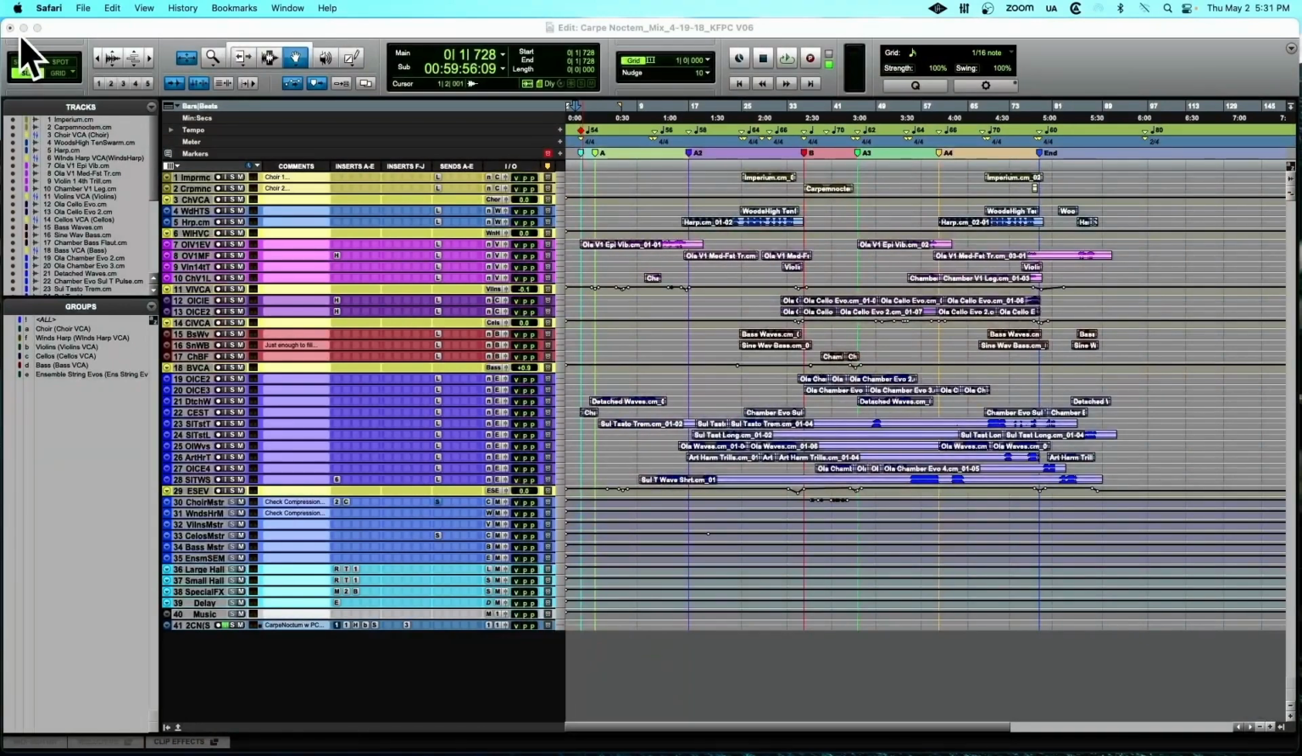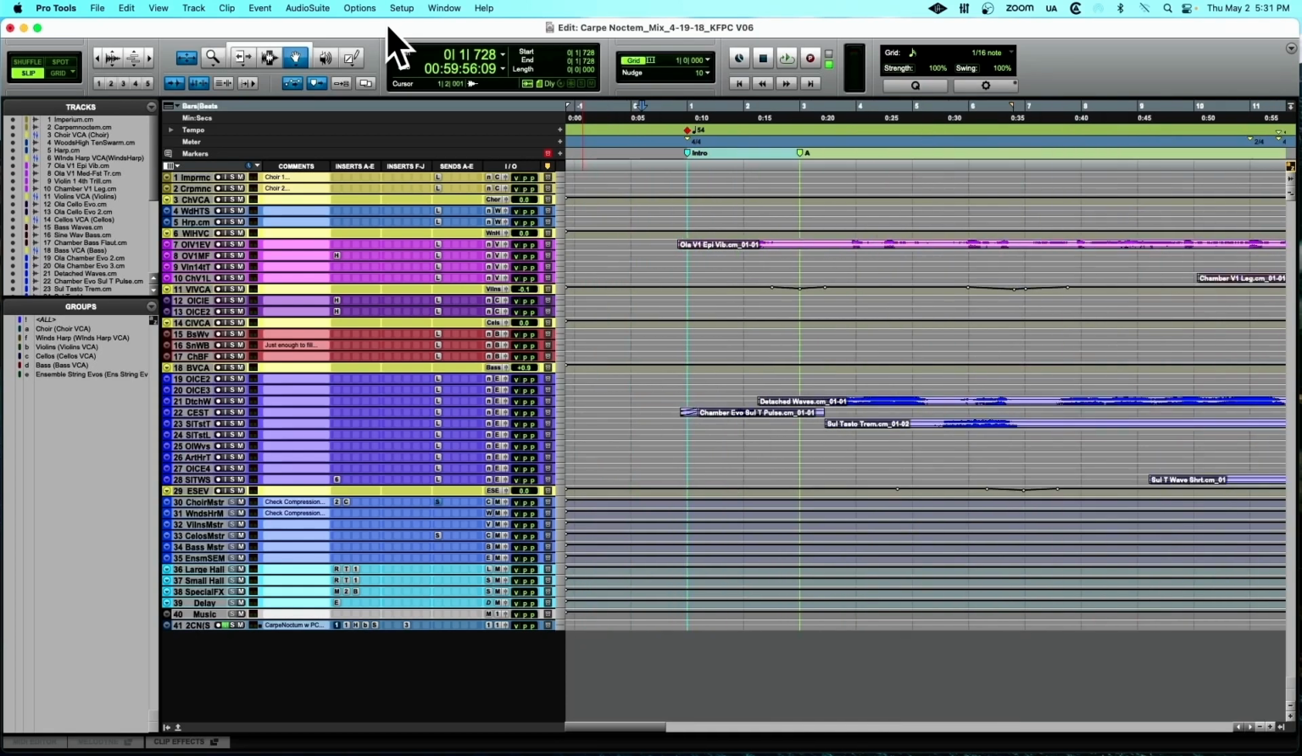So let's take a look at this track. This is the title track from my 2018 album, Carpe Noctem, which means seize the night in Latin. And I'm going to play you some of this.